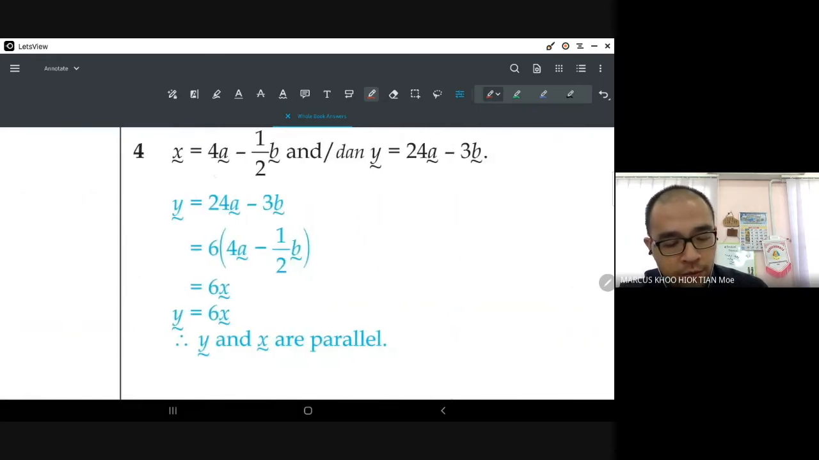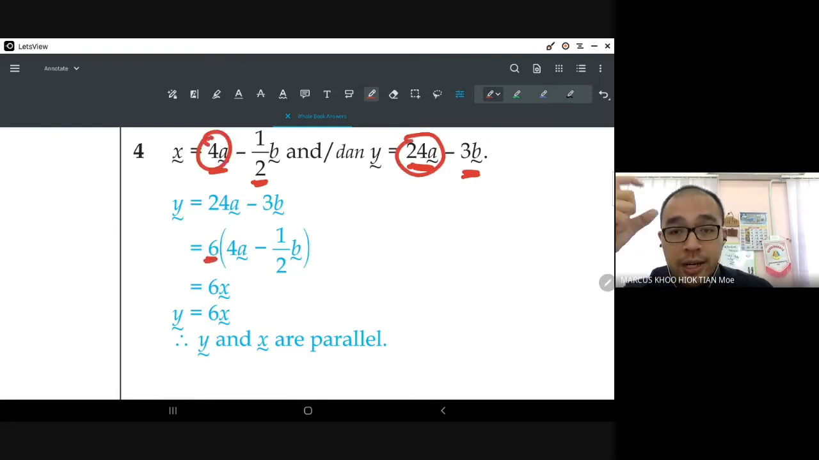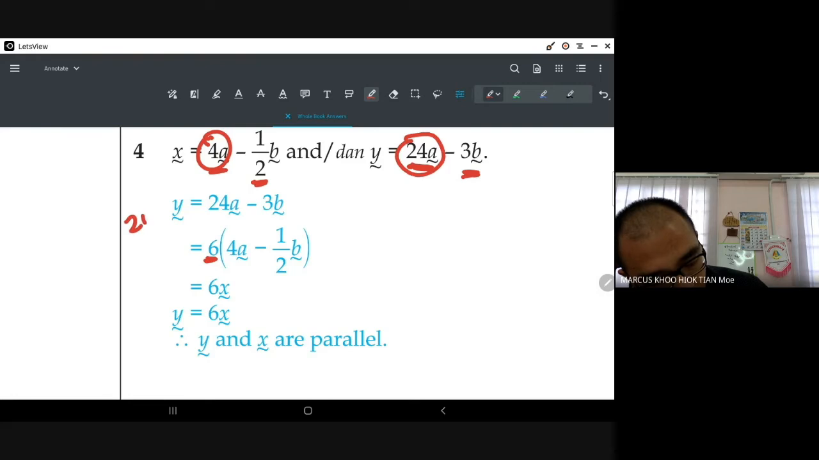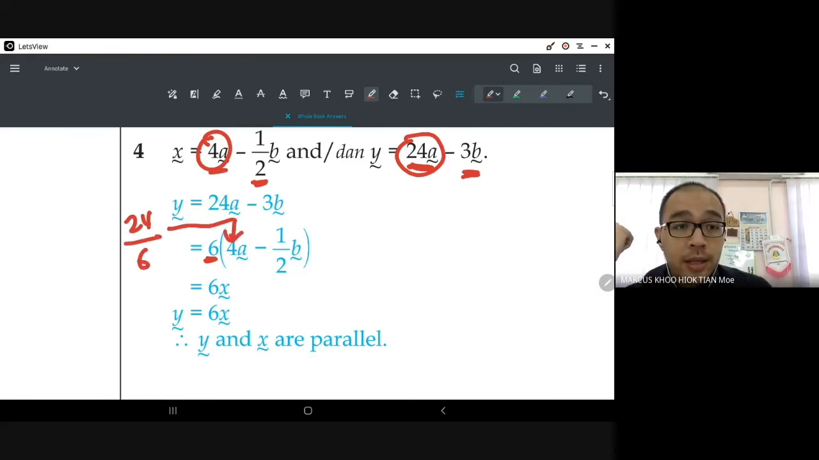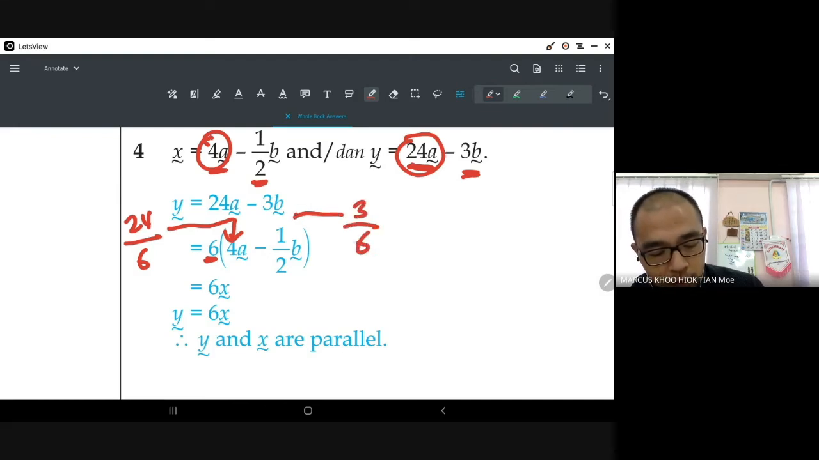Number 4 is 4 and half become 24 and 3. So we have to do it slightly differently. Think about the 24 and the 4. The connecting number is 6, because 6 times 4 is 24. So 24 divided by 6 will give you 4. And therefore, 3 divided by 6 gives you half.